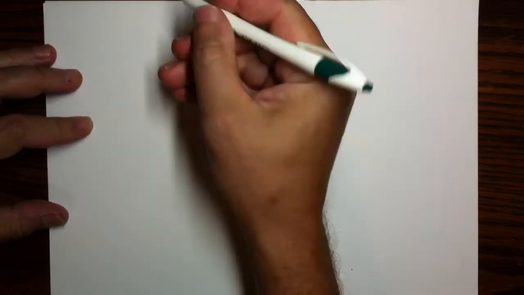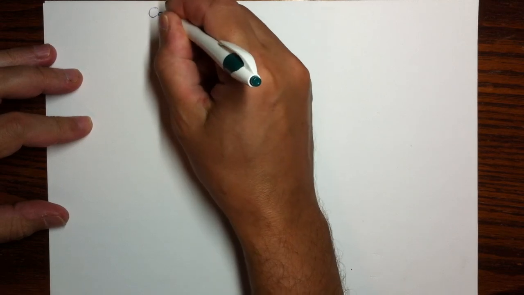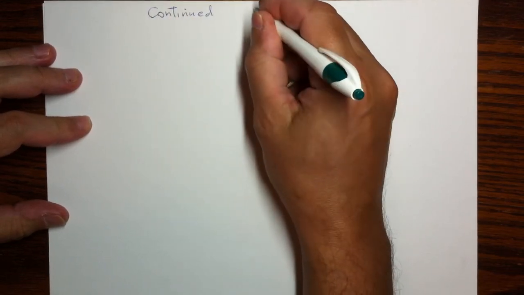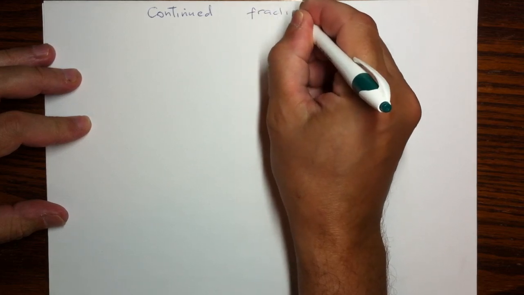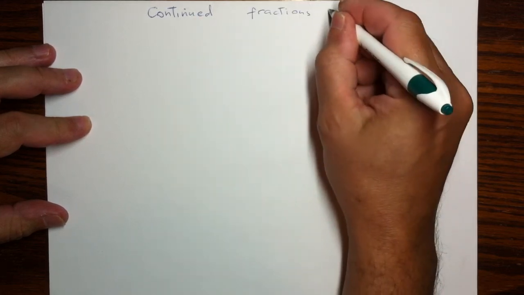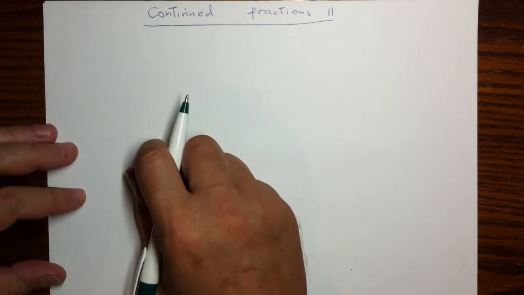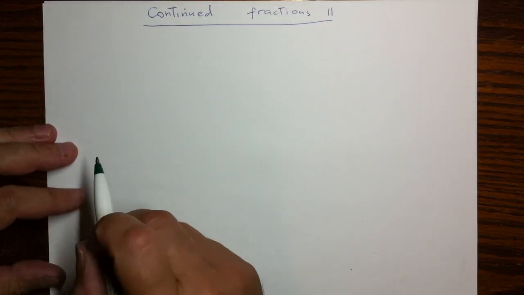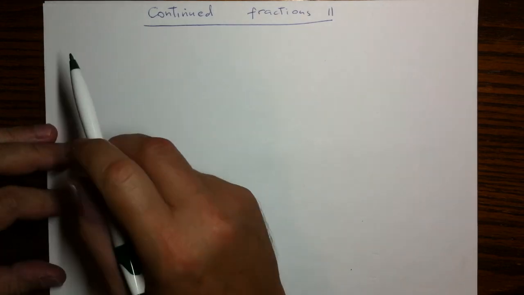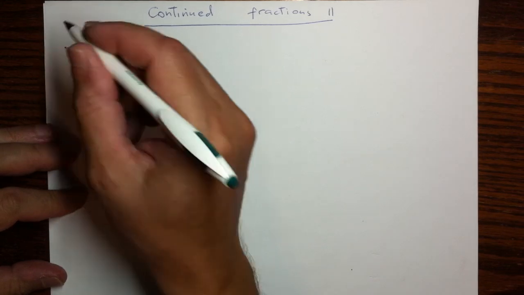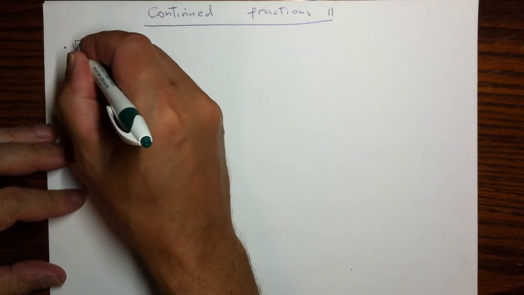Hello. Here we continue examining continued fractions. And the examples which we will work out will be of quadratic irrationalities. So the first, square root of 5.